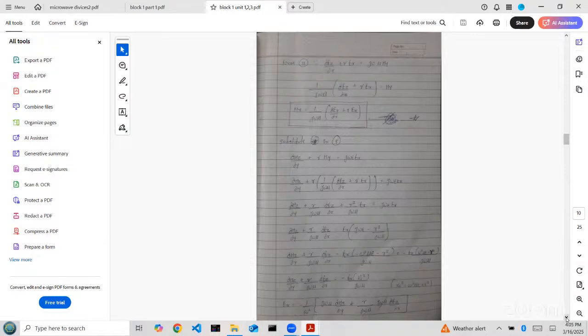We can observe that all these equations are negative. Why are we getting negative? Because del cross E has a minus sign, so we are getting these in the negative.